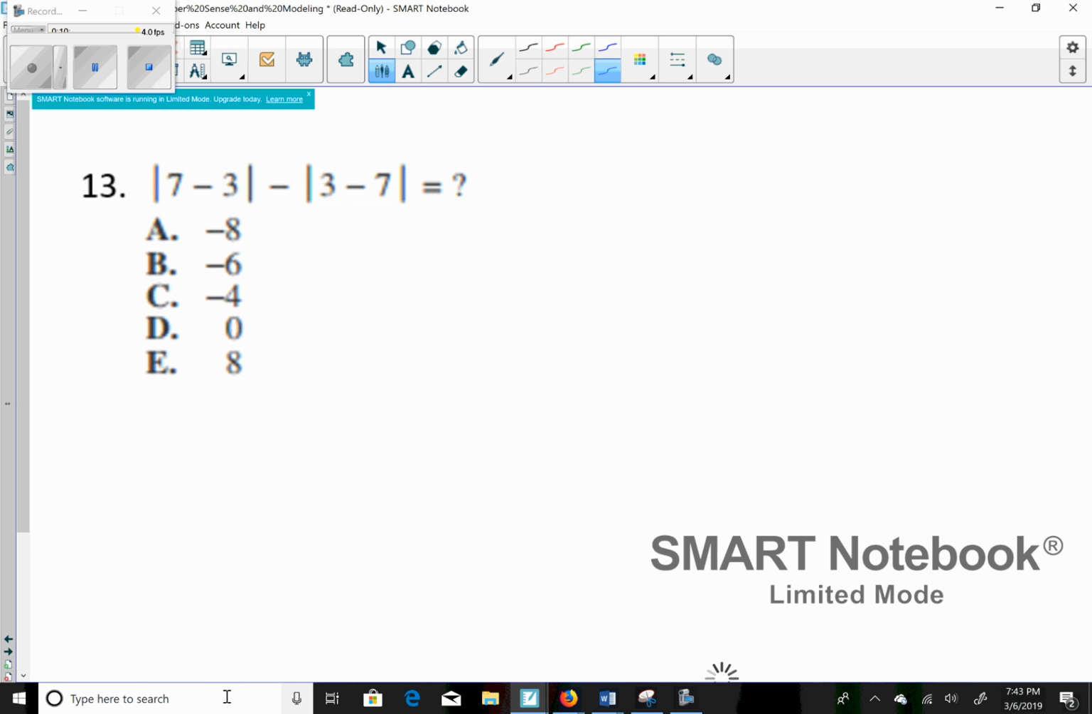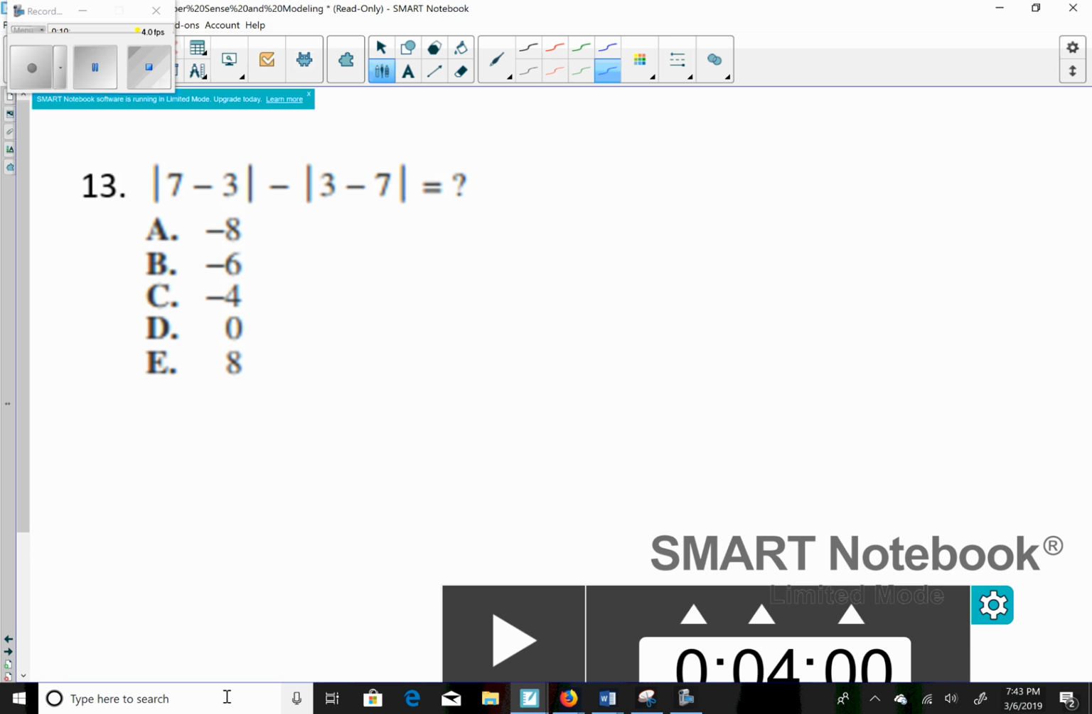Number 13, they want you to tell us what this is equal to. Well, 7 minus 3 would be the absolute value of 4, which is 4. Minus 3 minus 7 would be negative 4, but the absolute value of that will also be 4. So 4 minus 4 is 0, and the correct choice is the letter D.